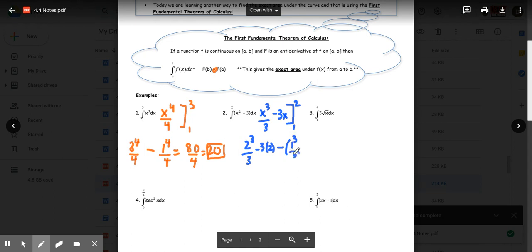You always do top bound minus bottom bound. You can't just subtract in any order you feel like. It's always top bound minus bottom bound. When you're subtracting a quantity, make sure you're using parentheses.